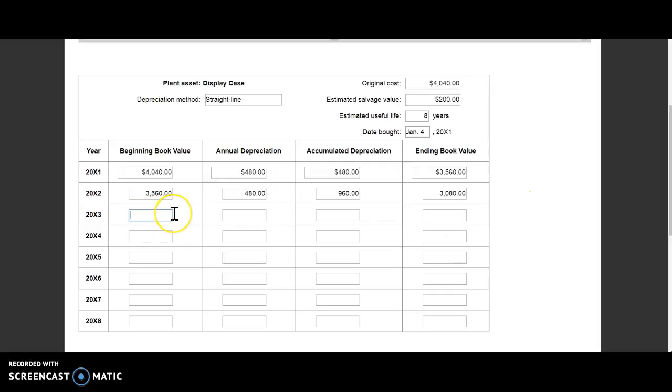Again, the ending book value becomes the next year's beginning book value. Depreciation stays the same for the annual. We now take the previous year's depreciation plus this year's depreciation. So $960 plus $480. Ending book value, we either take the original cost minus the accumulated, or this year's beginning book value minus annual.